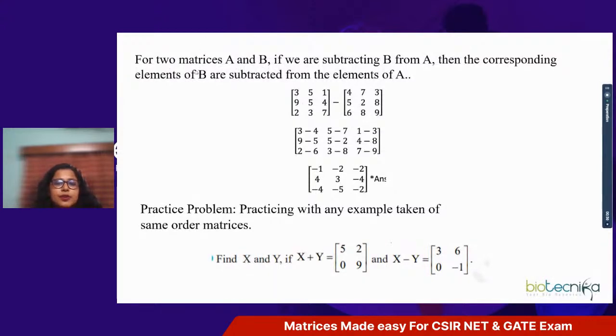Okay, so here I have just explained the subtraction of matrices. Now I have provided one practice problem. We can solve it over here. Okay, let us just do it over here.